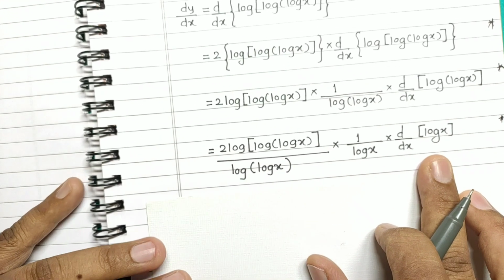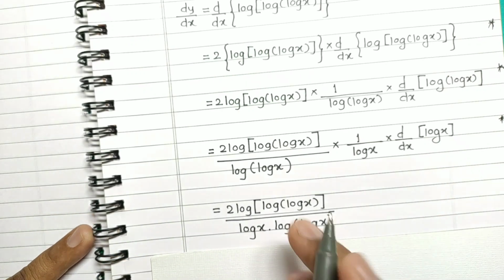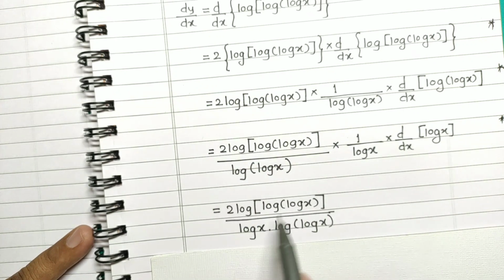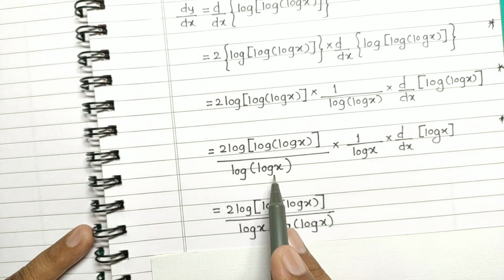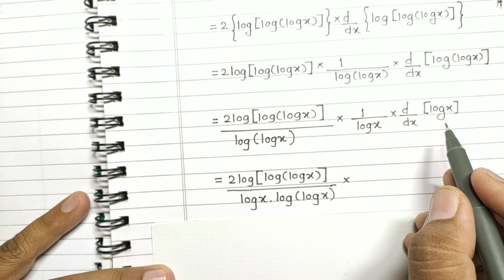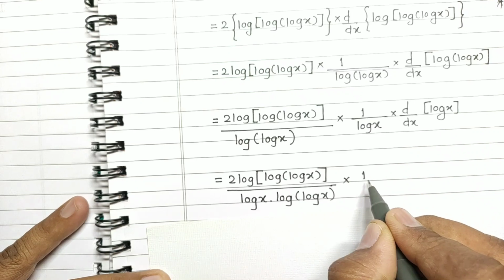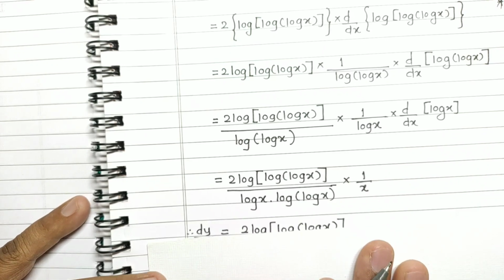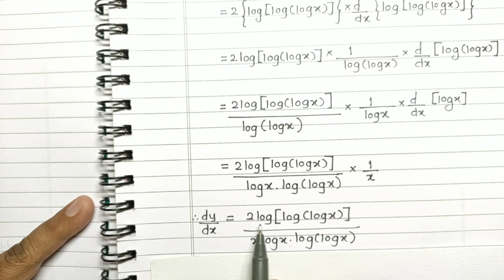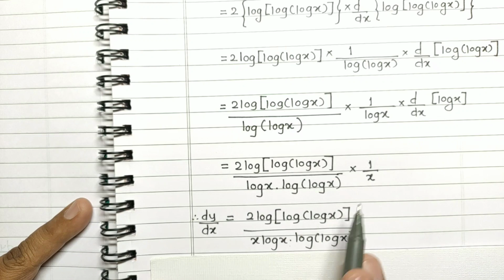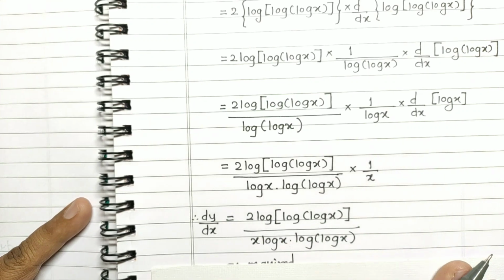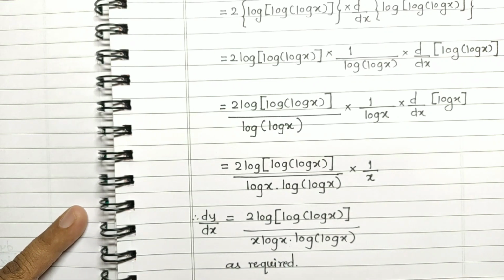Note this properly. Now to the next step, we are writing all these terms as it is, 2 log of log x upon this term log x into this term log x into the derivative of log x. This is in standard form, so the derivative of log x is 1 upon x, and finally we have dy by dx is equal to, rearranging these terms, 2 log of log x upon x into log x into log of log x as the required derivative.